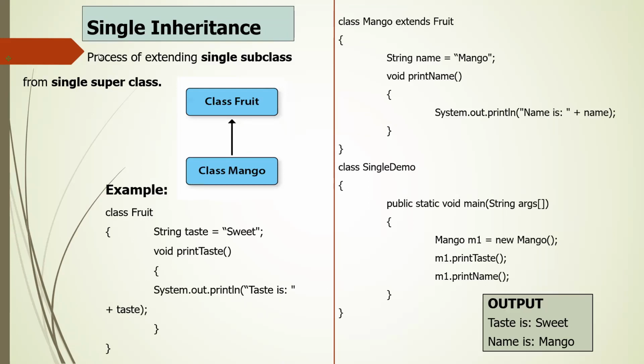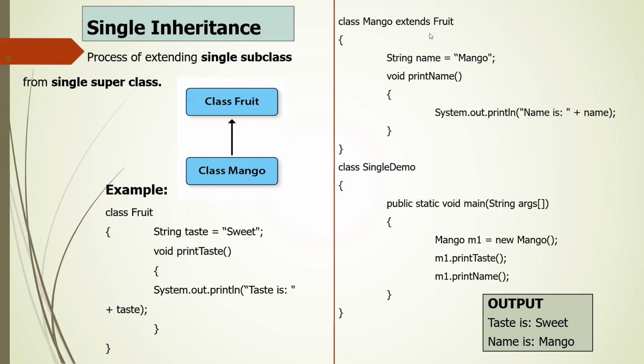First type of inheritance, single inheritance. It is the process of extending a single subclass from a single superclass. Here the example is the Mango subclass, which inherits the features of the Fruit parent class. And here the example program code is given. There is a class Fruit, String taste equals sweet, where taste is a variable with value sweet. There is a method printTaste that prints the taste, that is, sweet.